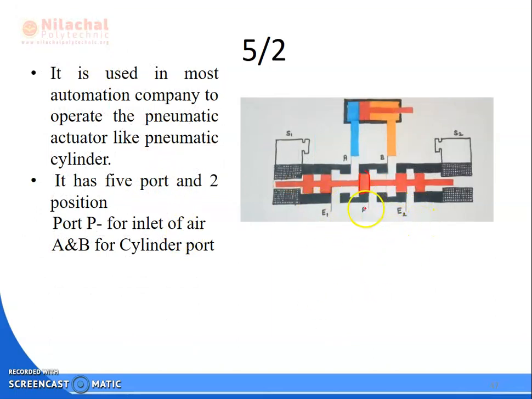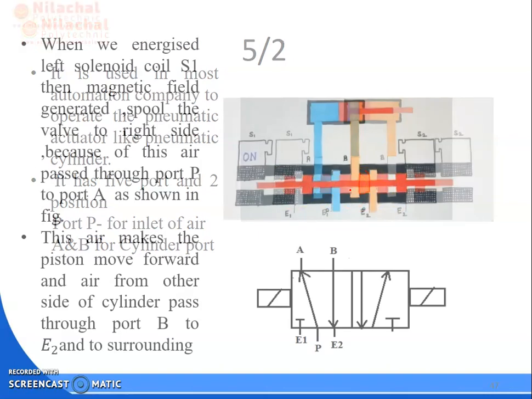So see here, supply port P, A is the working port into the cylinder, B is also a working port, and E1, E2 are the exhaust ports. You can see here S1 and S2. S1, S2 means this is a solenoid actuator. A and B are the two working positions. P is the supply port, E1 and E2 are the exhaust, and this is a spool type valve, and it is used in double acting cylinders.